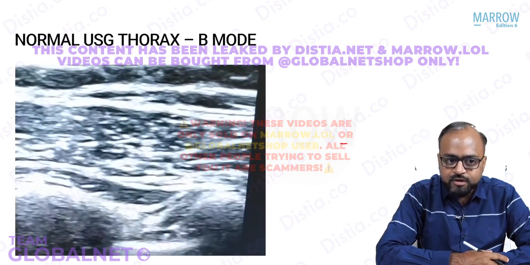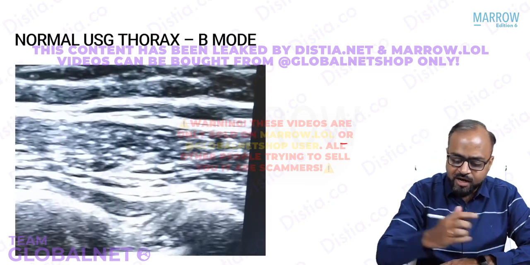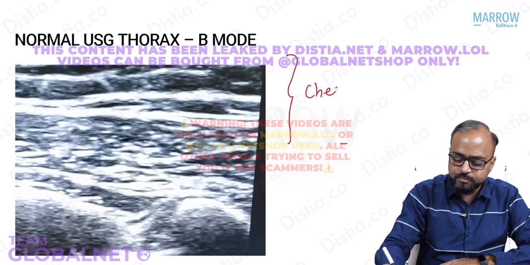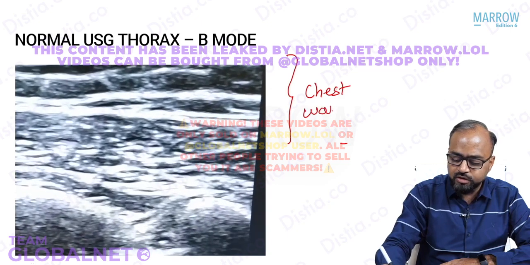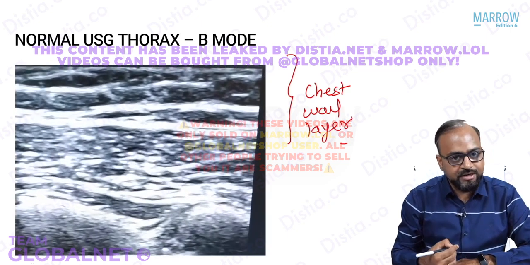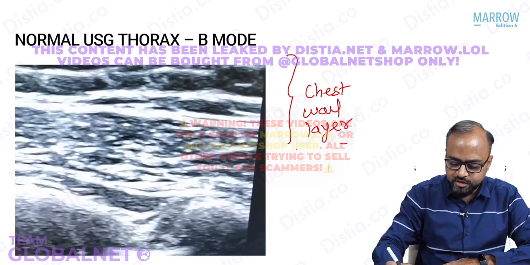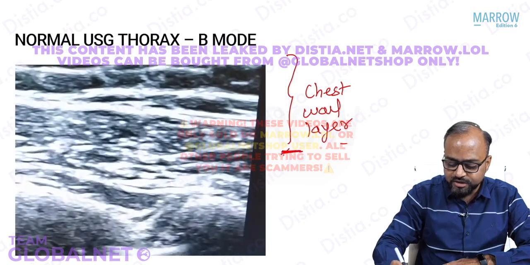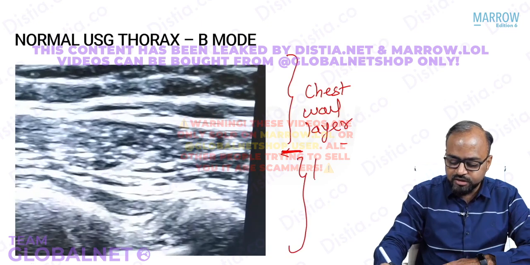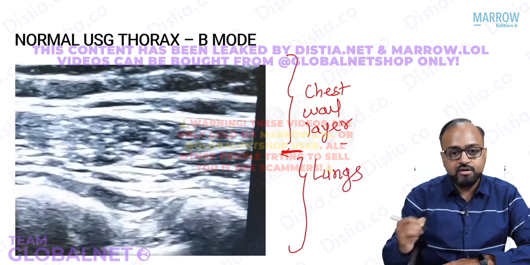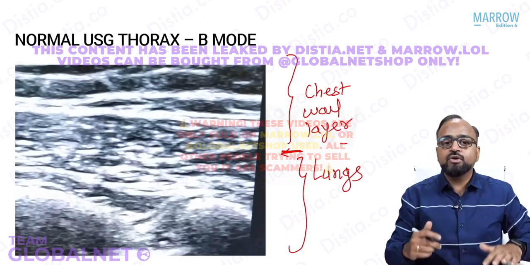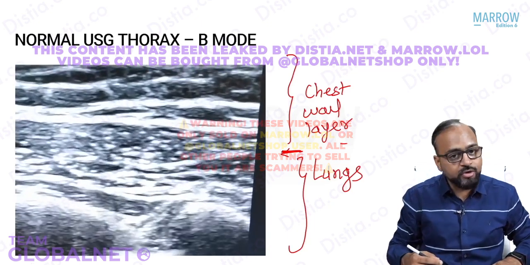Now in this particular image, the upper half of this image is nothing but your chest wall layers. This is an ultrasound thorax video clip that I'm playing here for you. These are chest wall layers. Where the chest wall ends, you can see a bright line there, and everything beyond it is nothing but the lungs. The bright line that you see in between those two ribs is called the pleural line. Now look at the video.